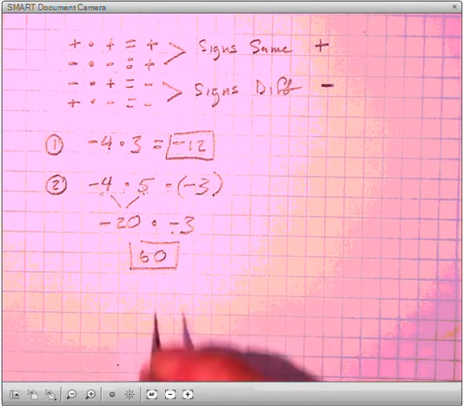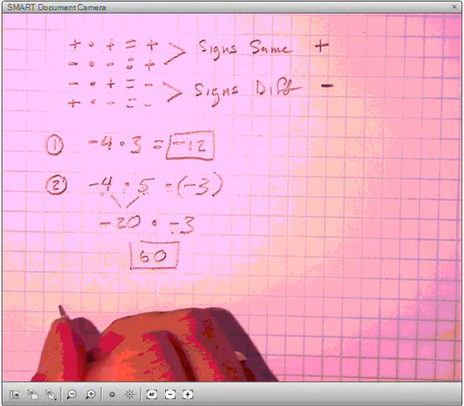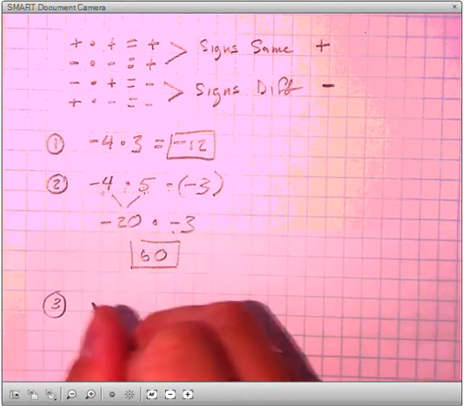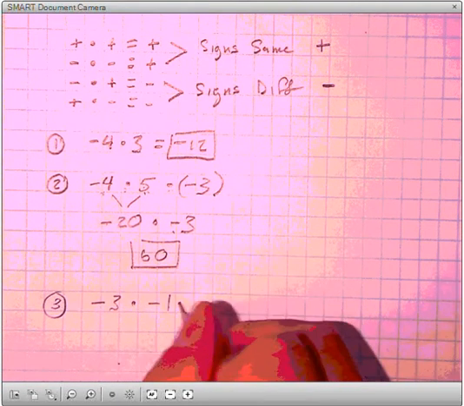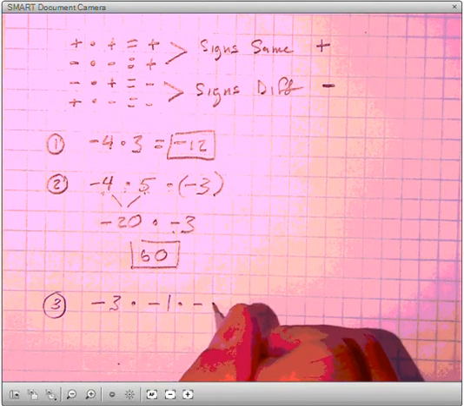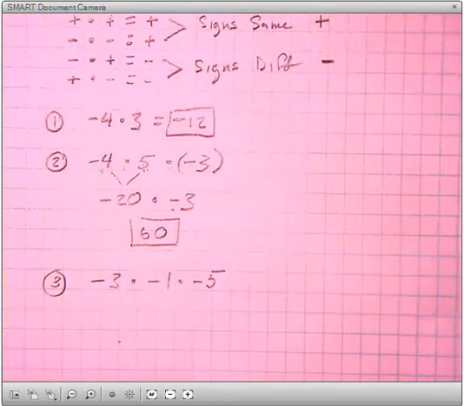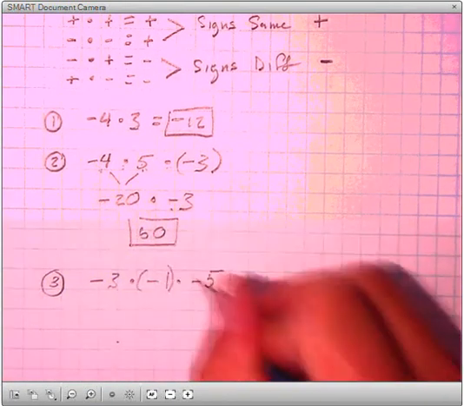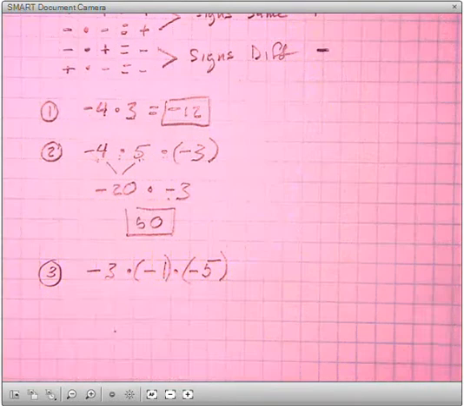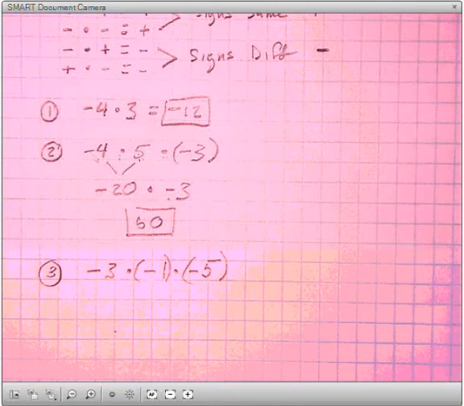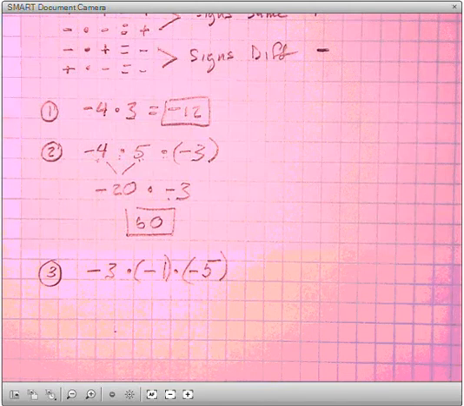What if I have something like negative 3 times negative 1 times negative 5. In that example, is my final answer going to be positive or negative? Now I hear people say right away it's going to be negative or positive. If you said negative and you said it quickly, how do you know just by looking at it if it's going to be positive or negative?